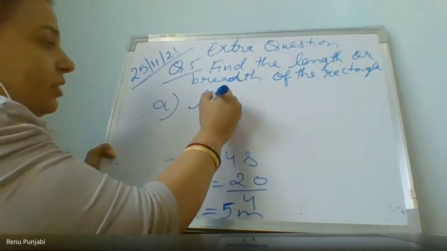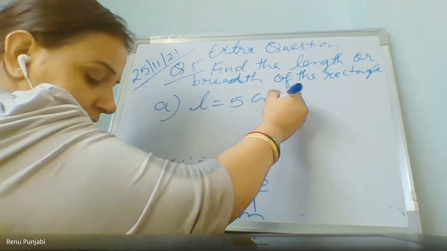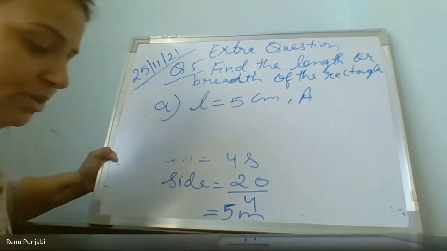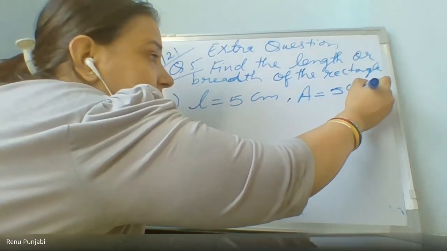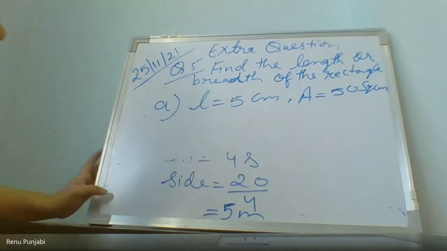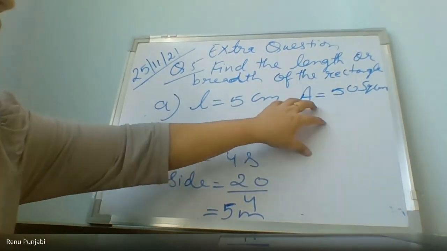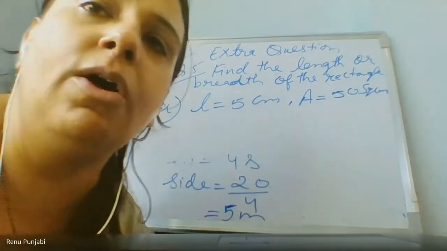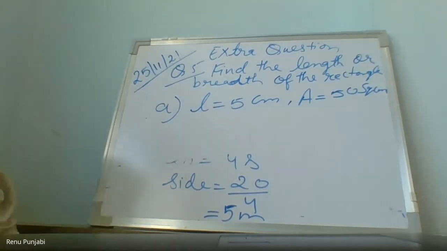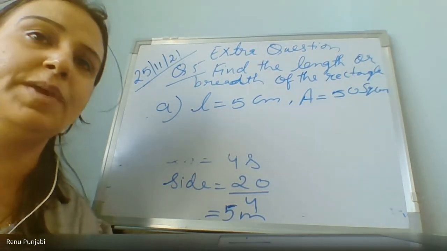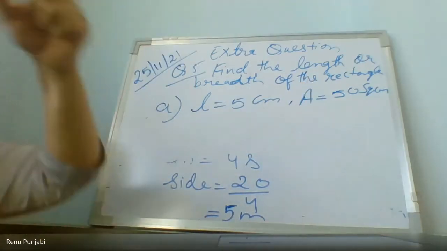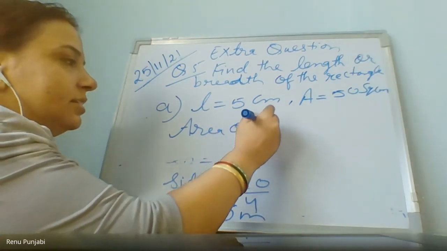Length equals 5 centimeter and the area equals 50 square centimeter. So first of all, length is given, area is given. So which formula will you apply here? Perimeter formula or area formula? Because area is given to you. Which formula will come here? Please speak, students. Area. Yes, when area is given, the area formula will come. Ma'am, L into B.